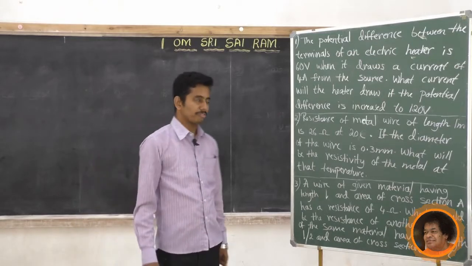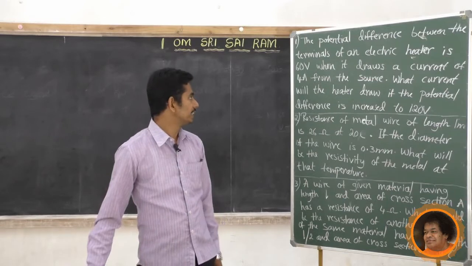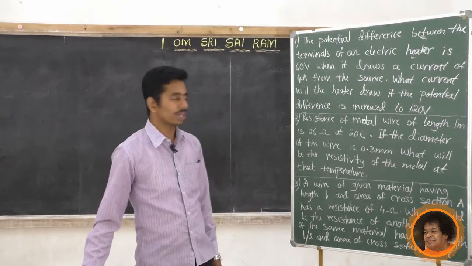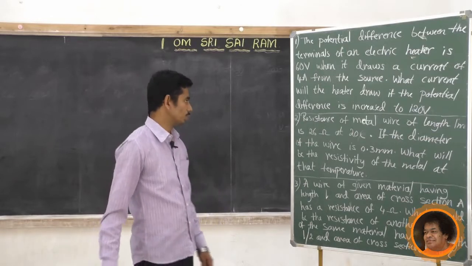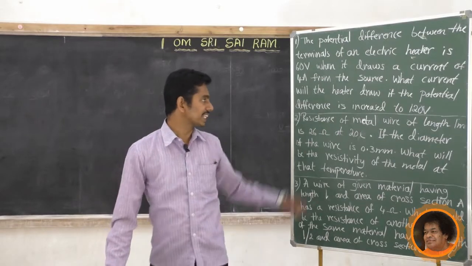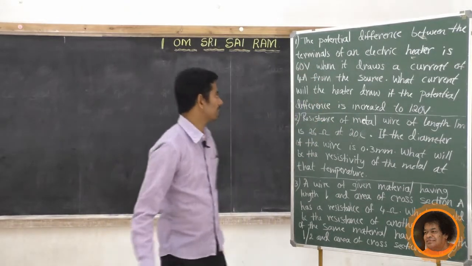The potential difference between the terminals of an electric heater is 60 volt. When it draws a current of 4 ampere from the source, what current will the heater draw if the potential difference is increased to 120 volt? Write the data given in the question.